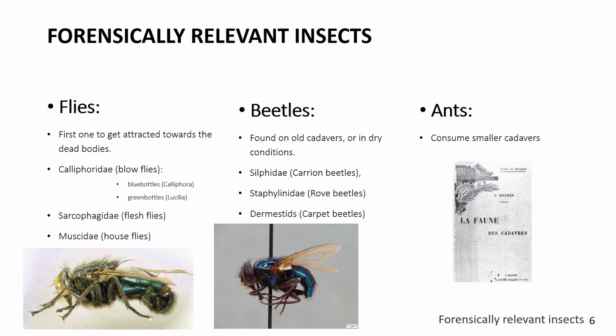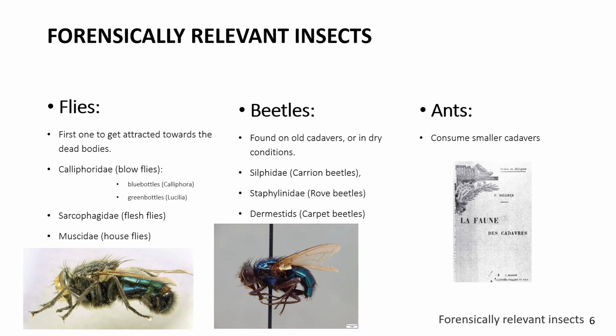So how do we remember these? We can remember that sarco means tissue or flesh, so these are flesh flies. Then we have blowflies and the common house flies. In Calliphoridae, we have two subgroups, the blue bottles and the green bottles. This is a blue bottle, and this is a green bottle.